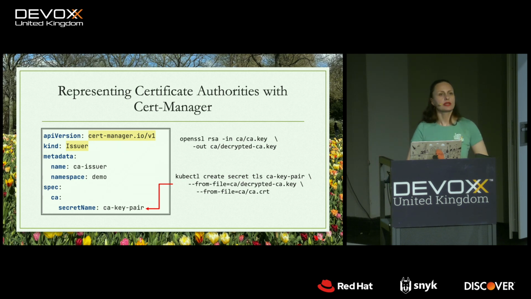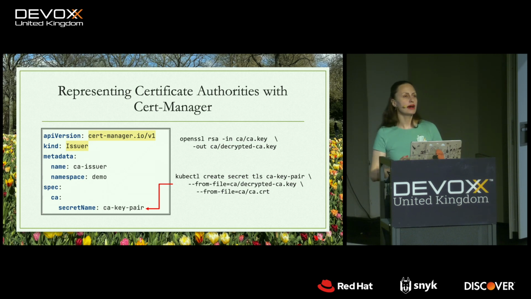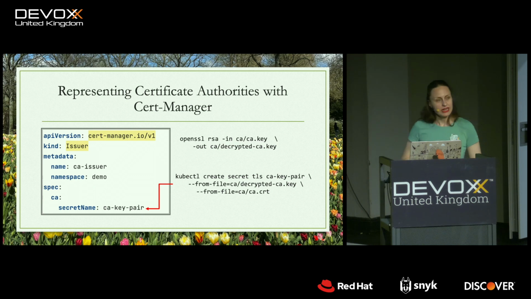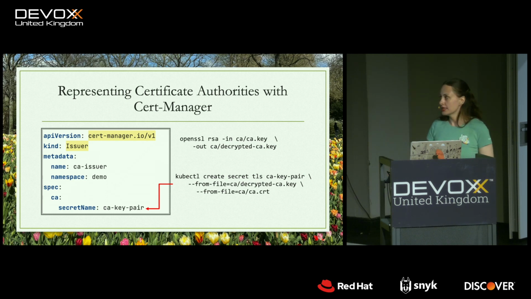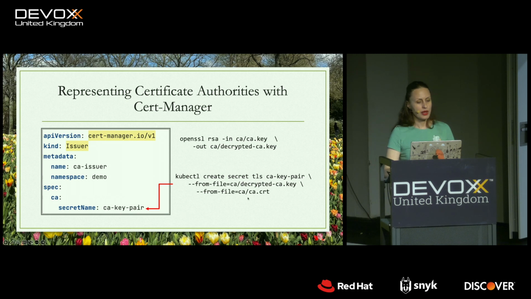But you can also work with cluster issuers, which are issuers that are available at the cluster level. Or if you have Vault, you can integrate that with Cert Manager. But in my case, I wanted to reuse my certificate authority in Kubernetes. So what I did, I created a secret, the CA key pair, from my previous CA certificate and CA key.